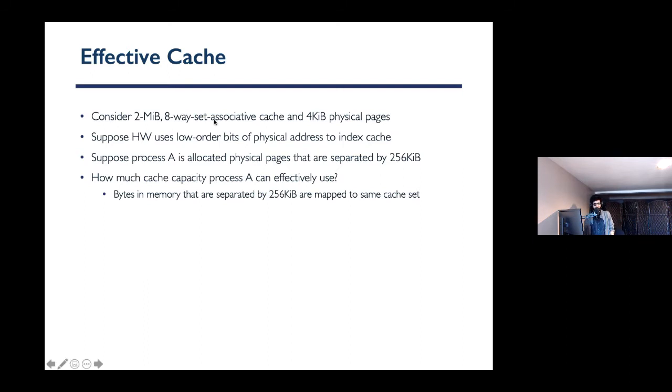Now, if for this process A, all its pages are apart from each other by 256 kilobyte, what does that mean? That means that all these pages are mapped to the same set. As a result, this process can only use one set of your cache. Out of all the sets in your cache, this particular process can only use one set. Right?